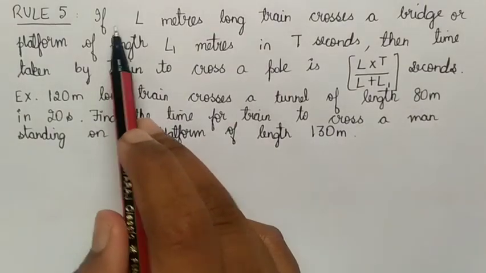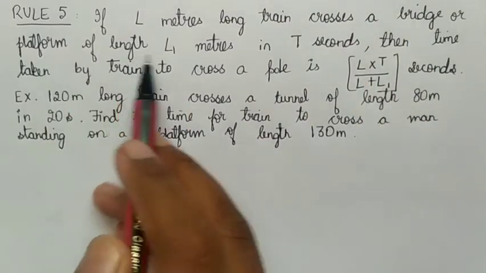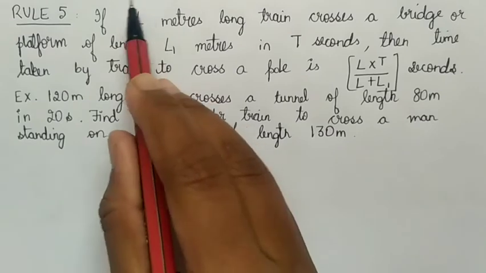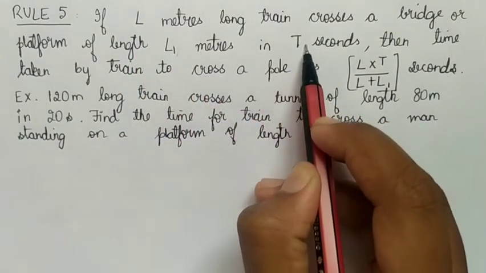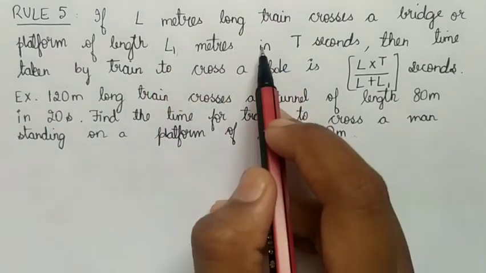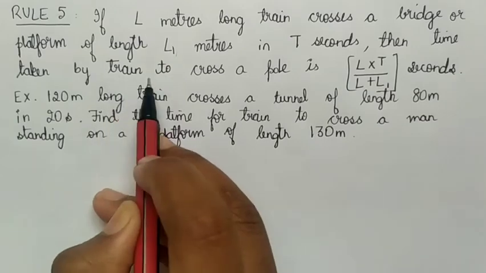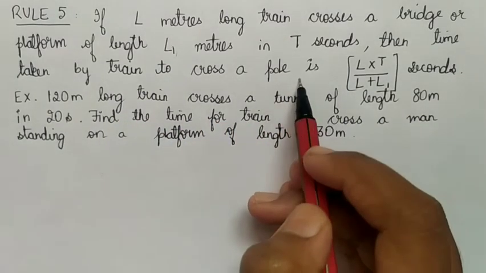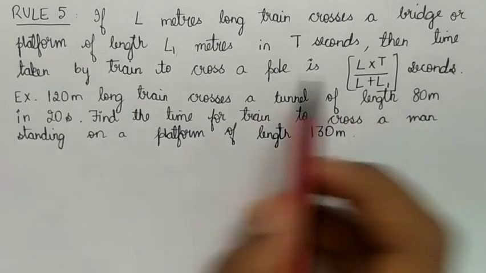Rule 5. If an L meters long train crosses a bridge or a platform of length L1 meters in T seconds, here we are given the length of the train, the length of the platform and the time taken to cross that platform. From this we can find the speed of the train. Then the time taken by the train to cross a pole or a man standing nearby is L into T by L plus L1. Let me explain this to you.